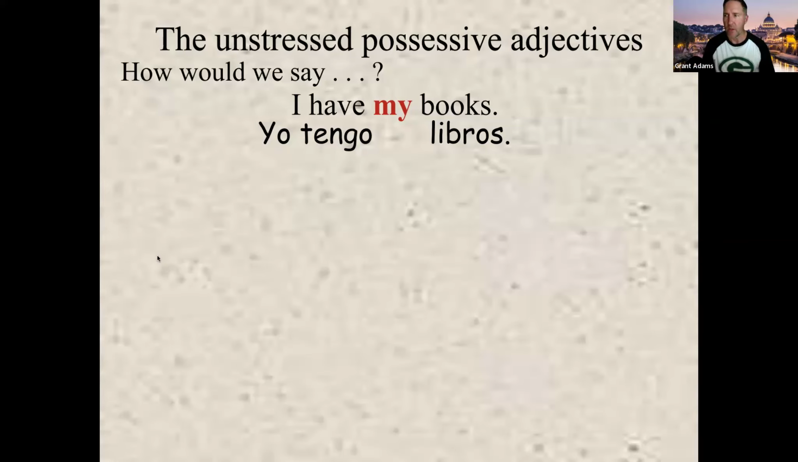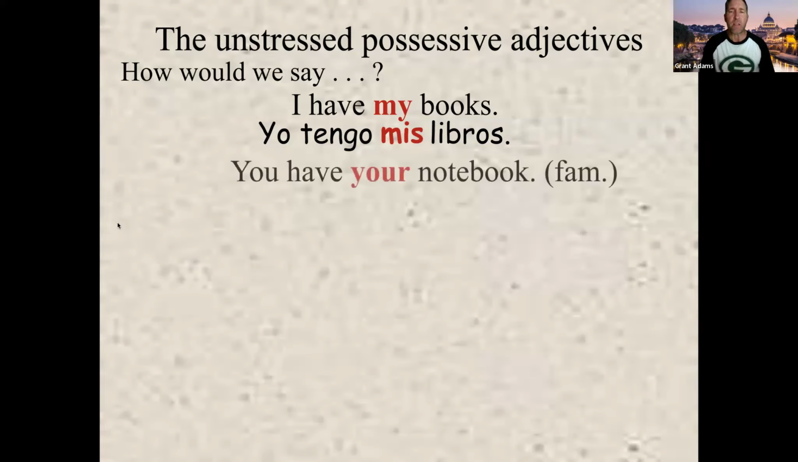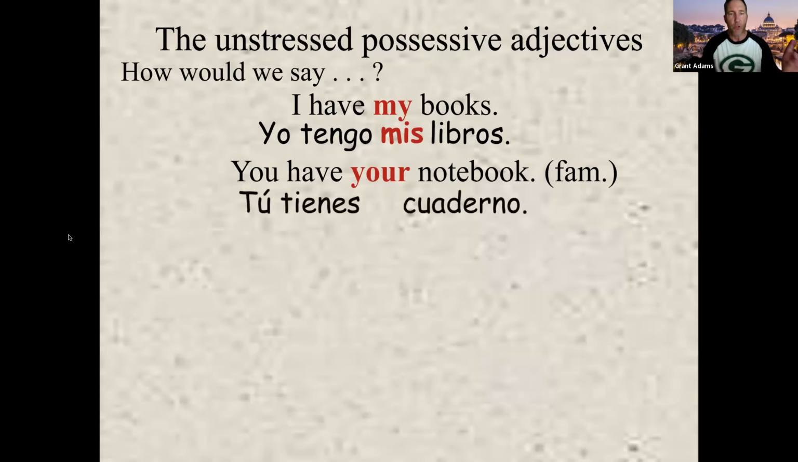Good, excelente. Yo tengo, muy bien, excelente. Muy bien, mis. Yo tengo mis libros. No es mías, míos, mis. Tengo mis libros. ¿Cómo se dice en español? You have your notebook. Notebook se dice cuaderno. ¿Cómo se dice you have your notebook? Familiar, informal, speaking to a friend. Okay, muy bien, Shannon, excelente. Amanda, excelente. Haley, gracias por participar. Tú tienes, or tienes, tú is optional, we know that.